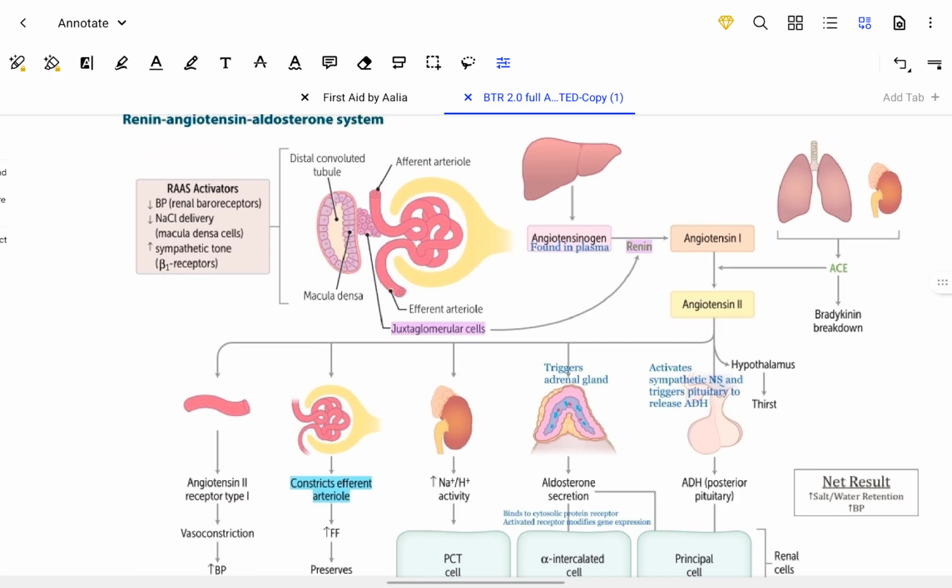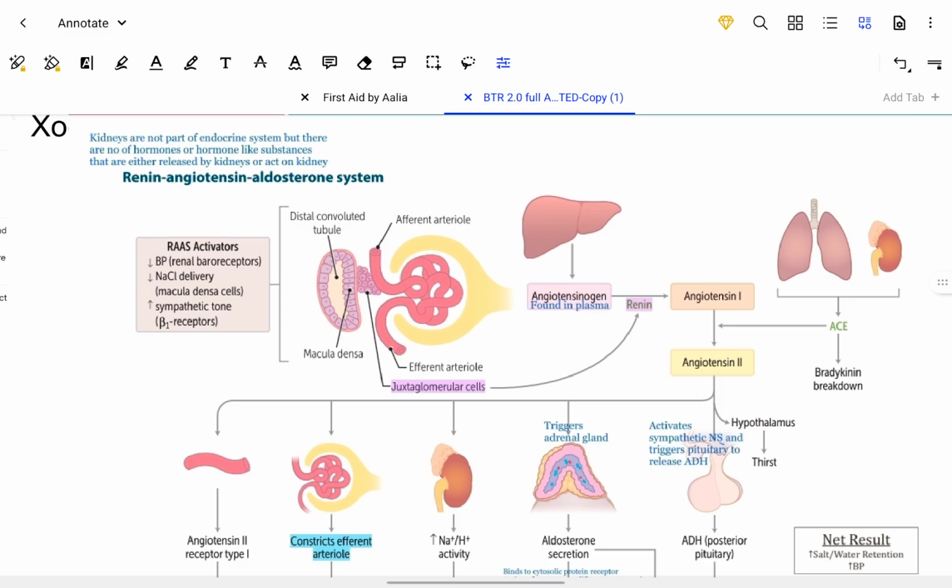Beta 1 receptors are also present on juxtaglomerular cells, so if there are any changes, beta 1 receptors will detect them, and it will also activate the RAS system. So increased sympathetic tone in fight and flight activates RAS. Now RAS is activated, what happens? The JG cells release renin.